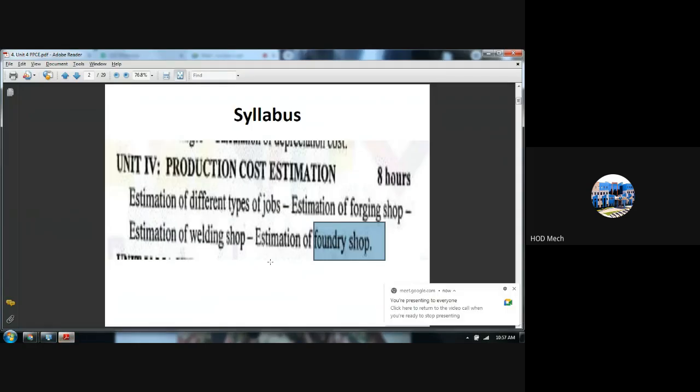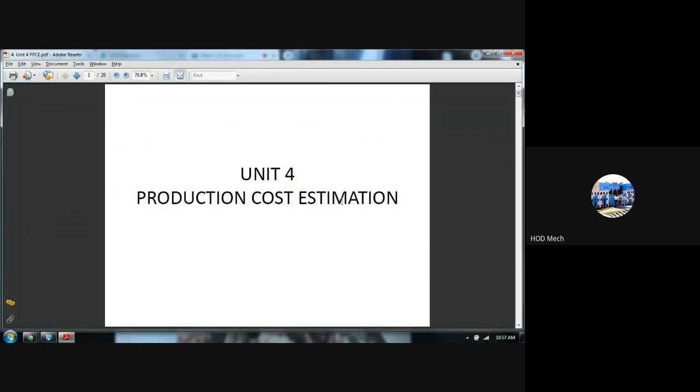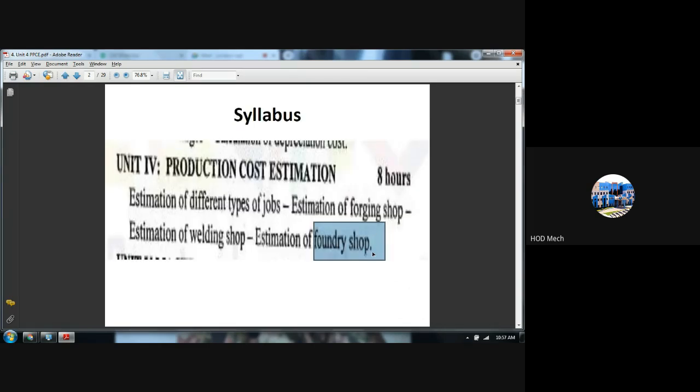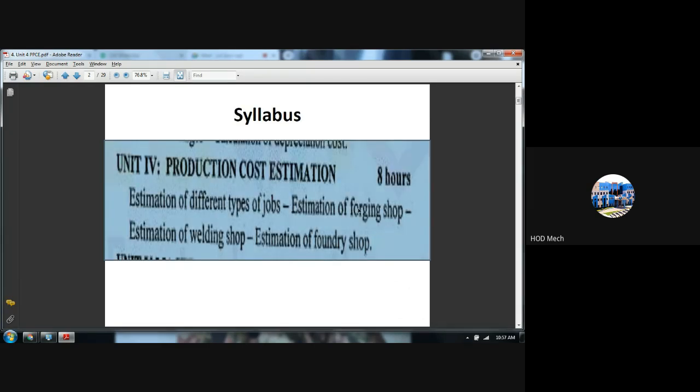Now let's come into the session. Now in this fourth session, we are going to talk on production cost estimation. As I said, we concentrate on forging process, welding process, and foundry shop.